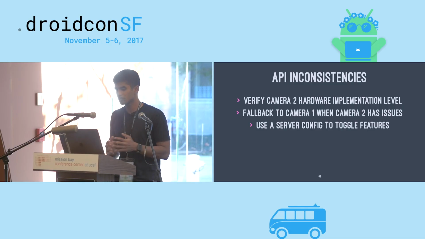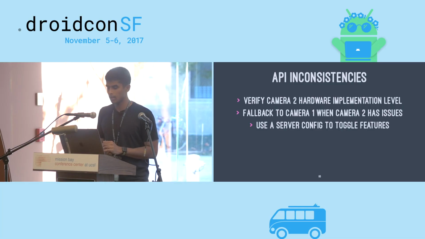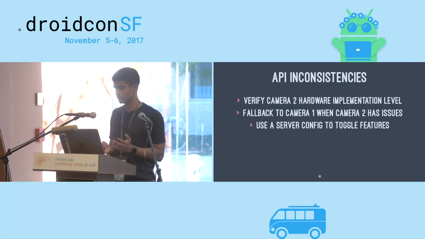Next thing, server config to toggle features. One popular way I've heard is passing up the device's model and API level, and say some feature starts crashing on some device, you can tell the server, hey, turn off this feature. So you want to build the Camera 1 and 2 APIs in a very configurable way where you can turn off features or flip between Camera 2 and Camera 1 based on what the server tells you.